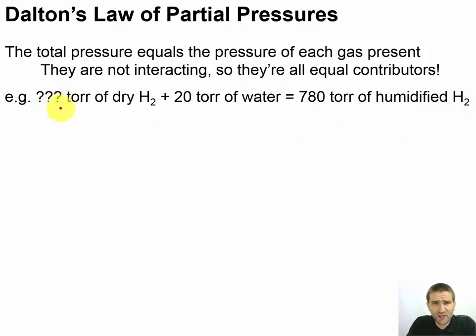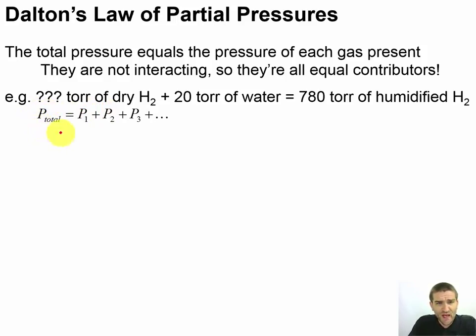So we can work that backward to determine how many torr of dry hydrogen we've got. Well, 780 total, 20 of it was water, so 760 torr must be of dry hydrogen gas, if it had been dry. So, here we are, H2. That's how we use Dalton's law of partial pressures to find out what contribution each of those gases made. Now, also, let's generalize it now.